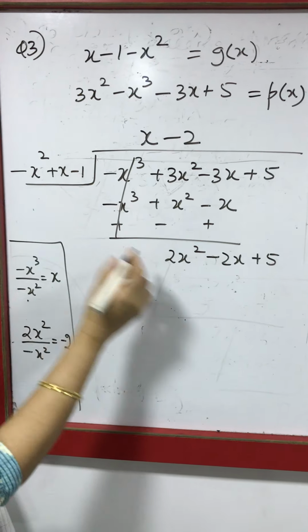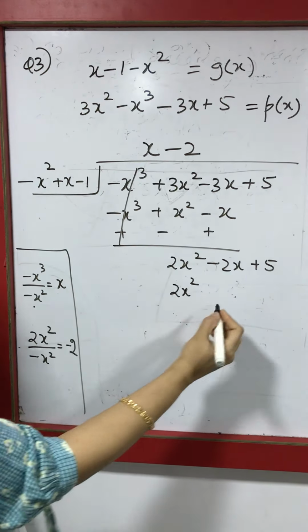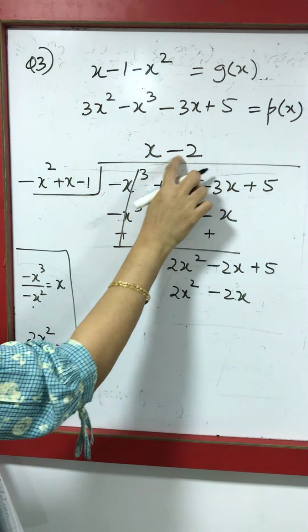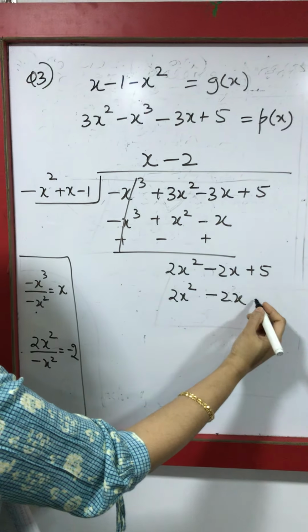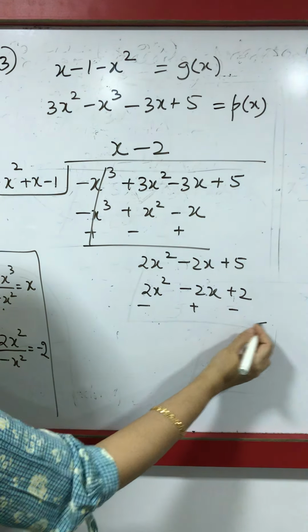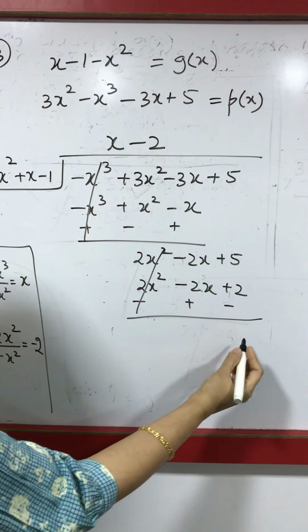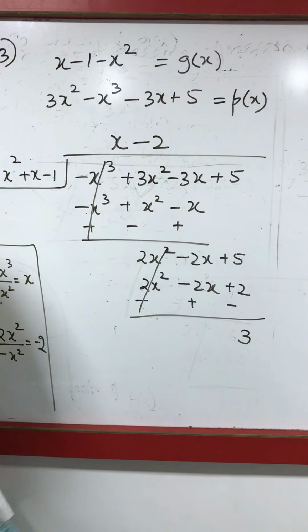Minus 2 into negative x square is 2x square. Negative 2 into x is negative 2x. Negative 2 into negative 1 is positive 2. We change sign. This will cancel out. This is 0x and this will be 3.